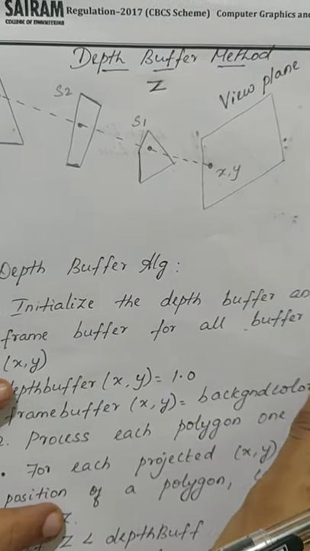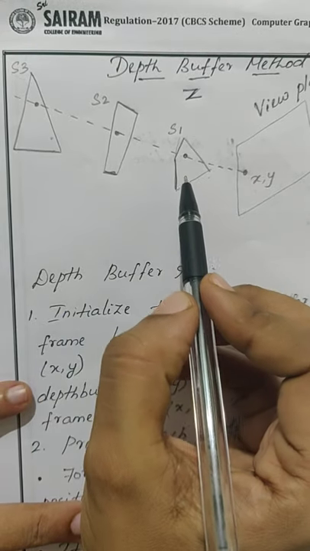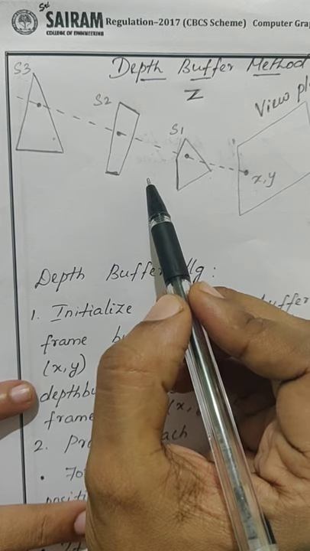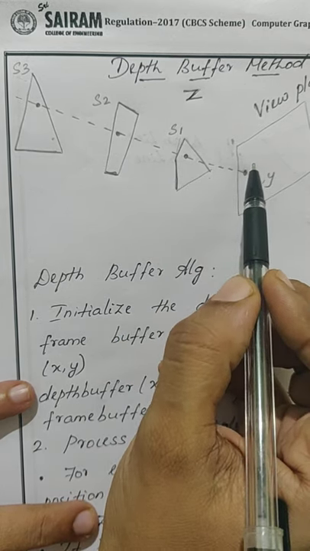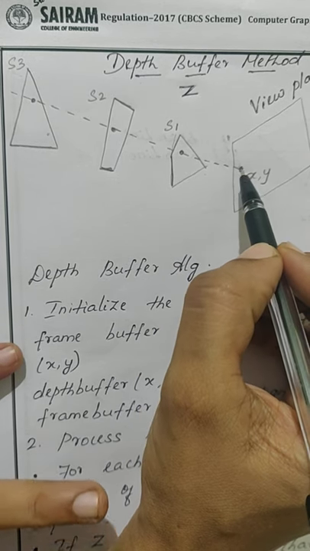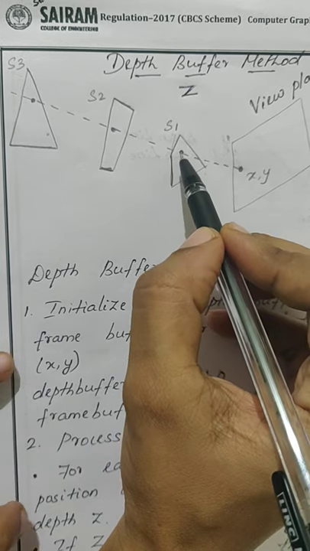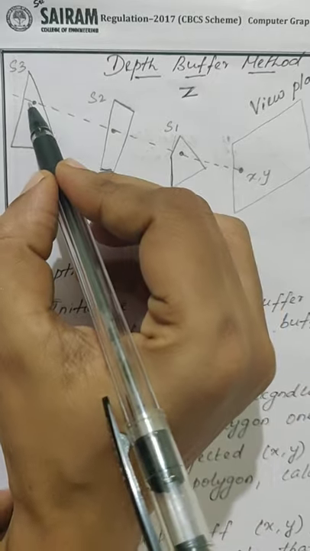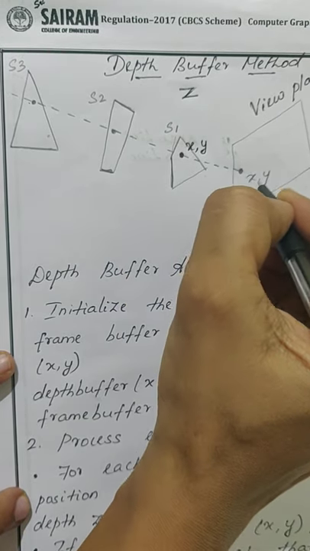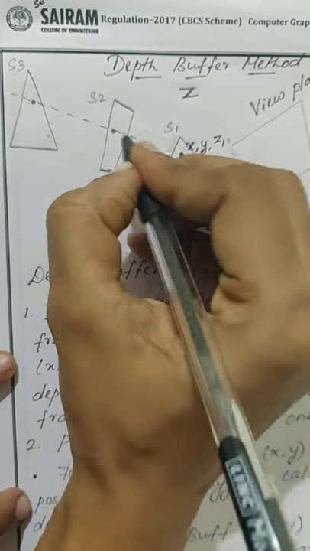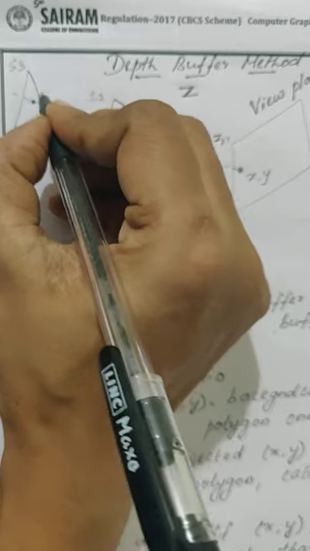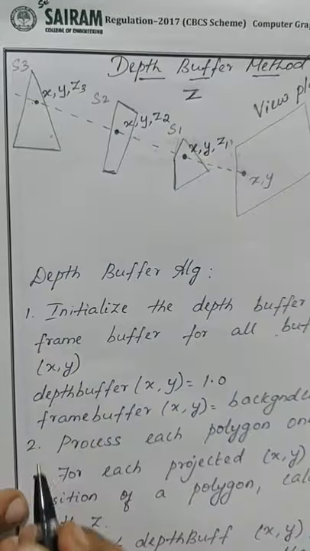Now this is my view plane. I have three surfaces, S1, S2, S3, and I have to identify which among these three surfaces I should make visible. The surface that is closest to the view plane I should make visible. For this, I have to calculate the Z value for every pixel. This is my XY value in my view plane. For the same XY value in all the surfaces, I have to calculate the Z value. If I take this point, the XY value will be the same, but Z differs. For the same XY value, calculate the depth from my view plane. Here also XY remains the same, but the Z value will be different.